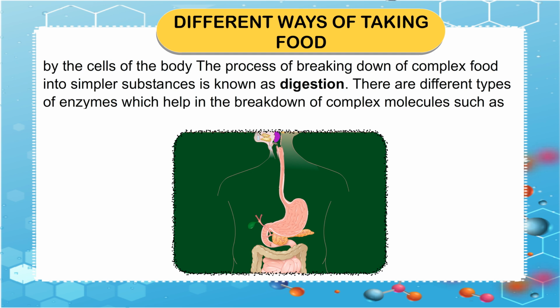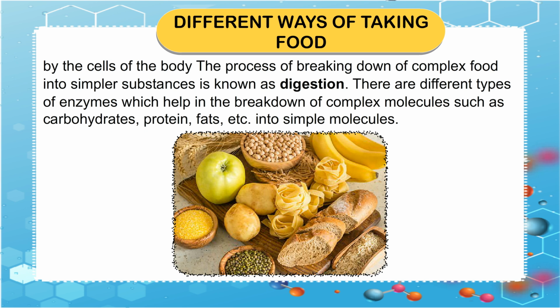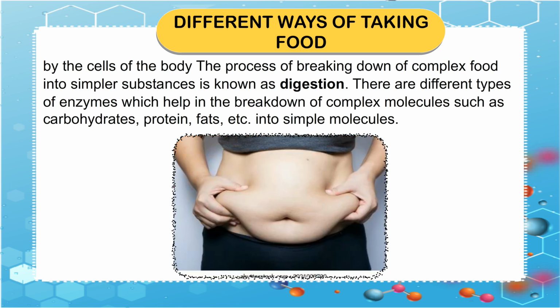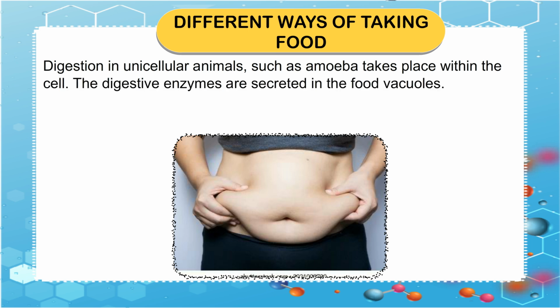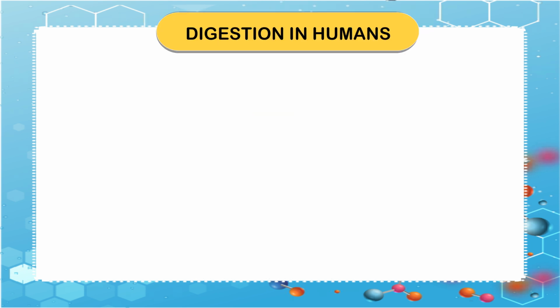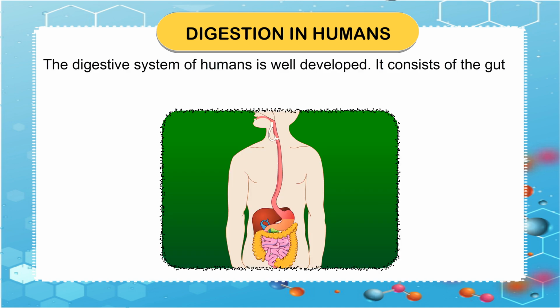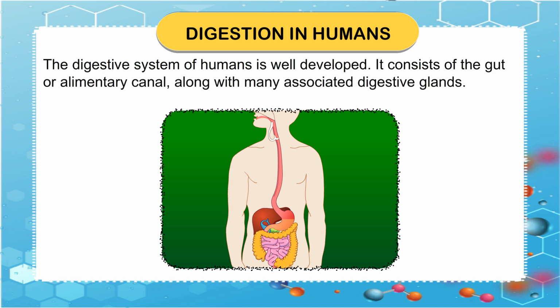There are different types of enzymes which help in the breakdown of complex molecules such as carbohydrates, protein, fats, etc. into simple molecules. Digestion in unicellular animals, such as amoeba, takes place within the cell. The digestive enzymes are secreted in the food vacuoles. Digestion in humans. The digestive system of humans is well developed. It consists of the gut or alimentary canal, along with many associated digestive glands.